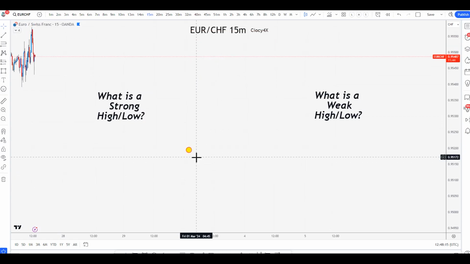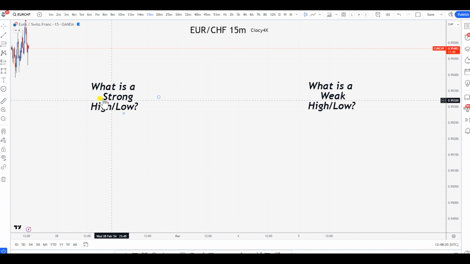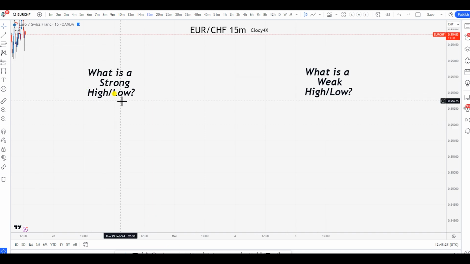Now, let's start understanding what exactly is the meaning, first thing first, of the word strong and the word weak. We all know, right, it's a very basic terminology we use in our day-to-day talking. But most importantly, when it refers to strong highs and strong lows, let's understand this first.